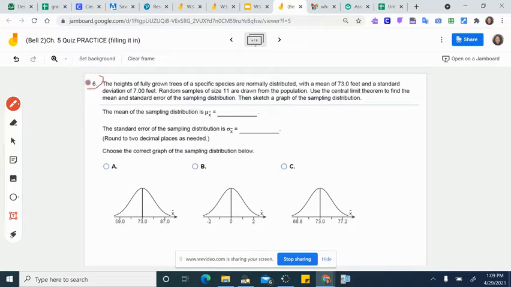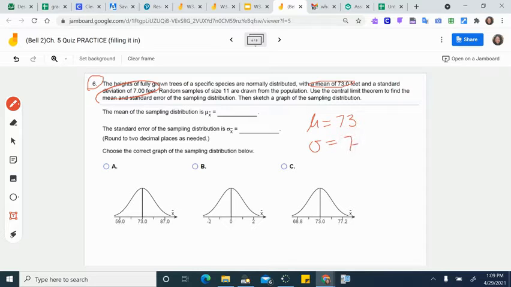Numbers 6 through 8. But we're going to look through and see how to do this real quick. It says the heights of the fully grown trees of this species are normally distributed with a mean of 73. So my mean is 73 and a standard deviation of 7. It's supposed to be a 7, my bad. And it says random sample size. All right, so when we're talking about samples, that is our big hint that we are using section 5.4 formulas.